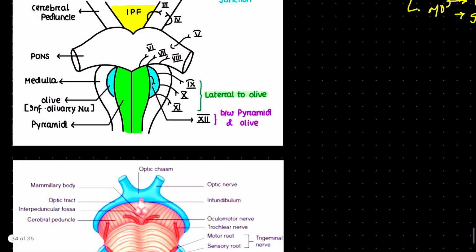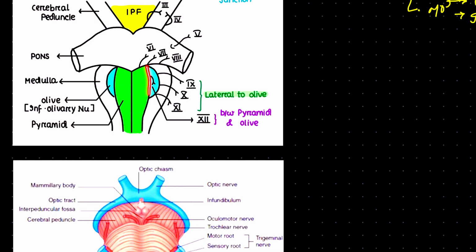Now moving further, we talked about our medulla oblongata, and we said that the 9th, 10th and 11th cranial nerves, and also the 12th cranial nerve, come from the medulla oblongata. Now how they come, let's see. There are two parts of the medulla oblongata. One, you can see, is the olive. And the one in green is the pyramid. That means there are two structures in the medulla oblongata: the pyramid and the olive.